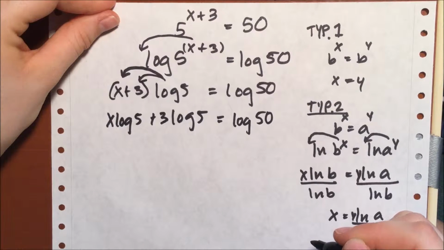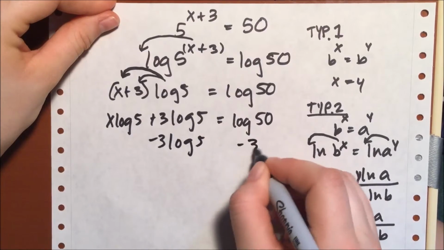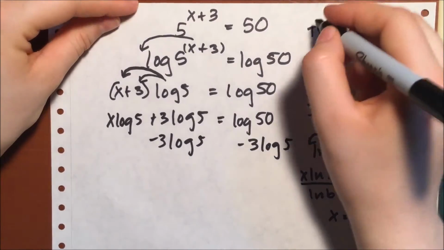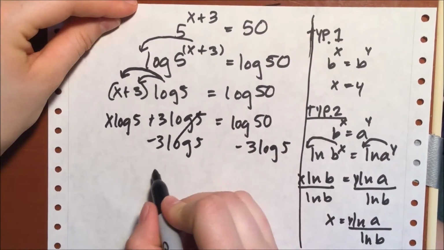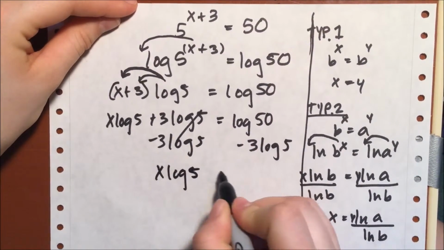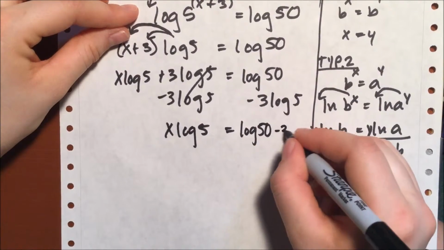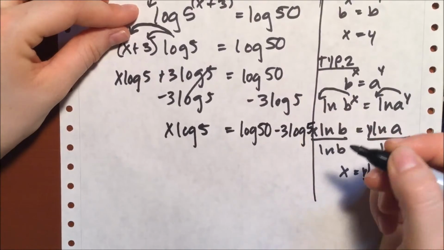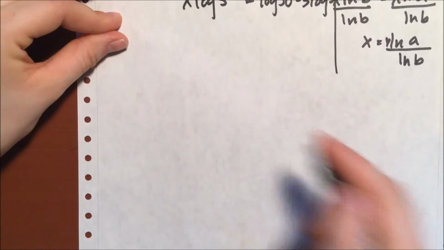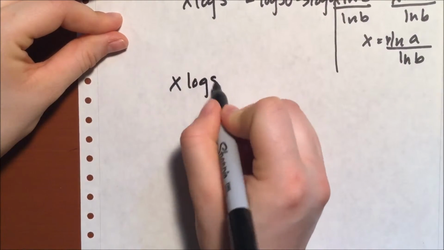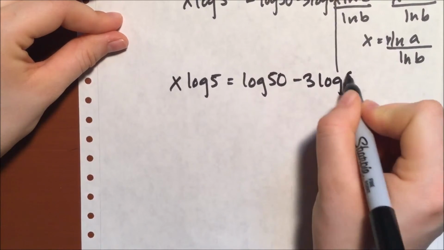Now what I'm going to do is continue solving for x, so I'll subtract the 3 log 5. Sorry, it's kind of messy right there. Okay, then I get x log 5 equals log 50 minus 3 log 5. Ooh, that is getting really messy. Okay, let me just rewrite it down here. x log 5 equals log 50 minus 3 log 5.